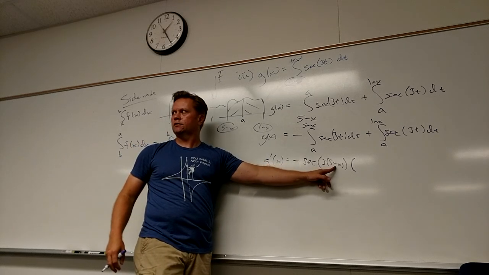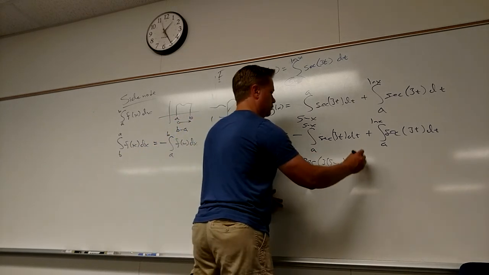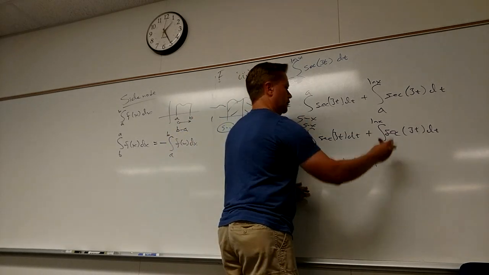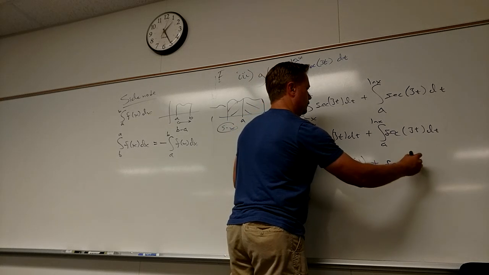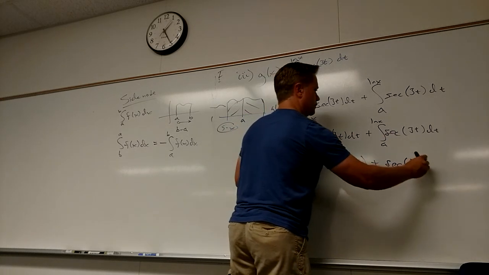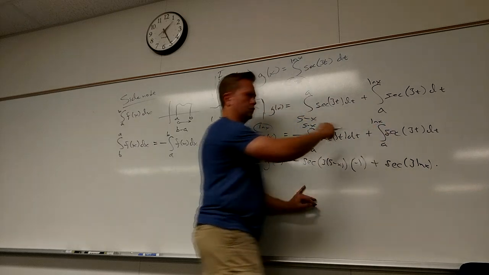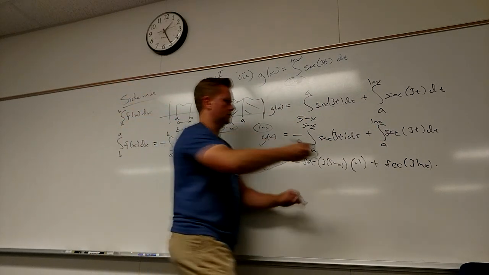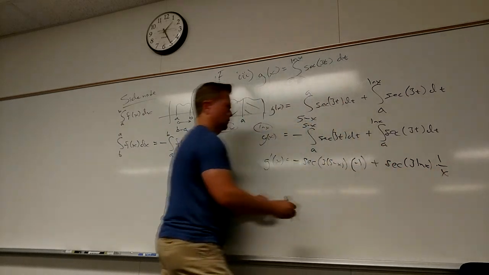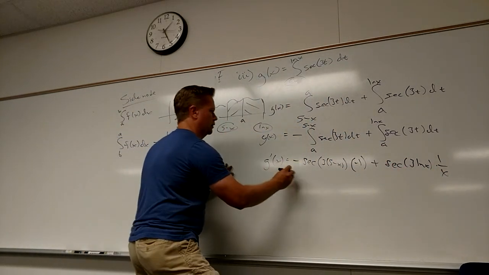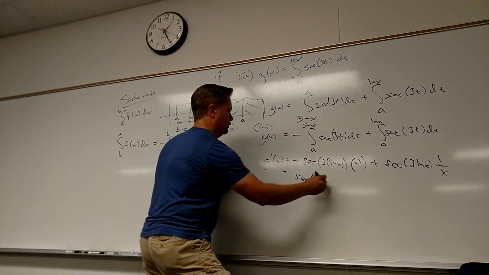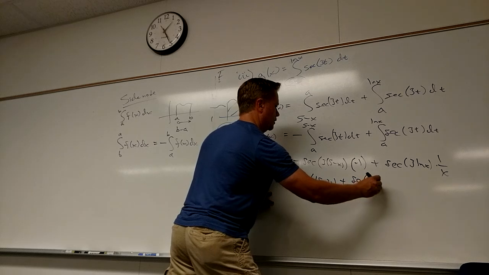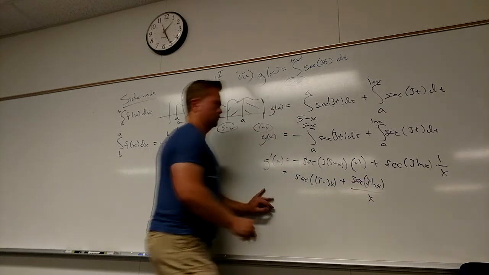What's the derivative of this? Negative 1. Good old chain rule. Plus, see, those negatives cancel then. And then this is the same idea, but now it's secant of 3 times ln of x, times the derivative of ln x, which is 1 over x. Okay, so to clean this up a little bit, this is secant of 15 minus 3x plus secant of 3 ln x over x.